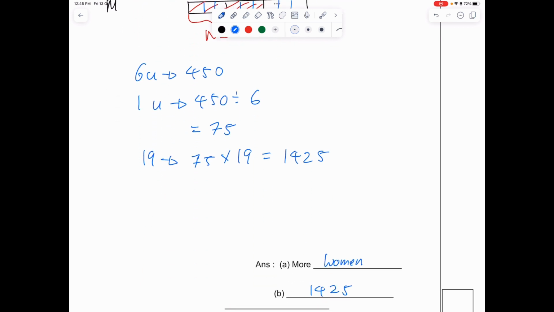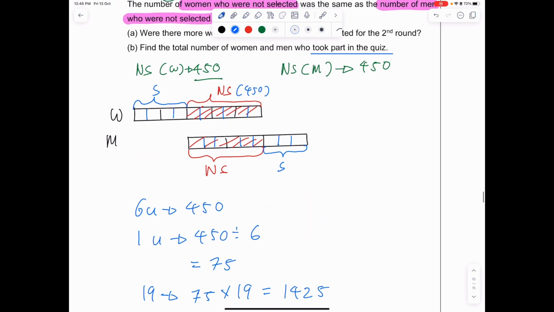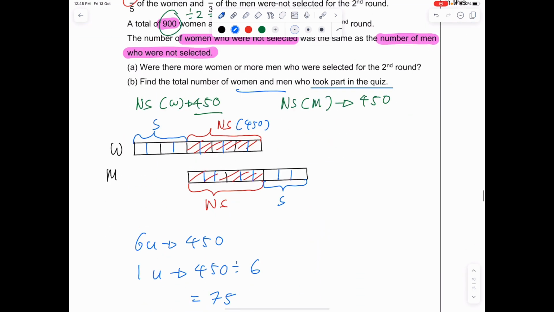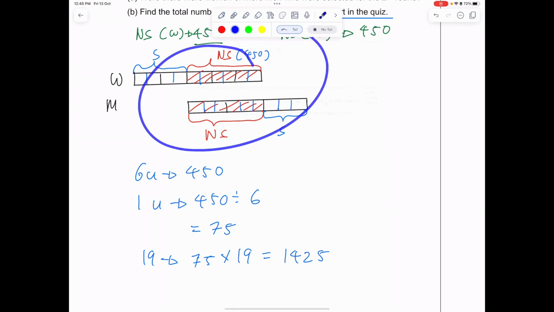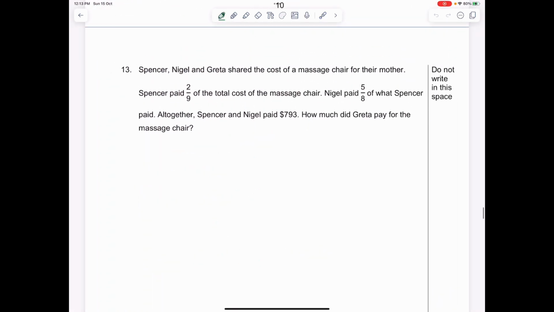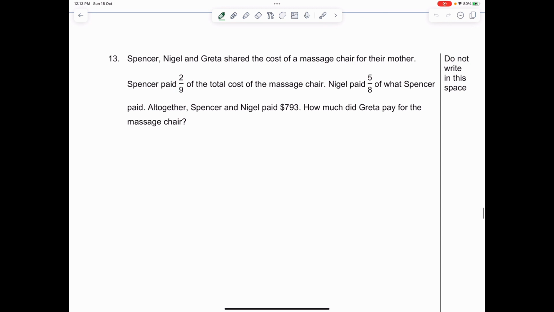So 1,425 men and women took part in the quiz, and that is how you solve it, the power of a good model. Okay, moving on to question 13.